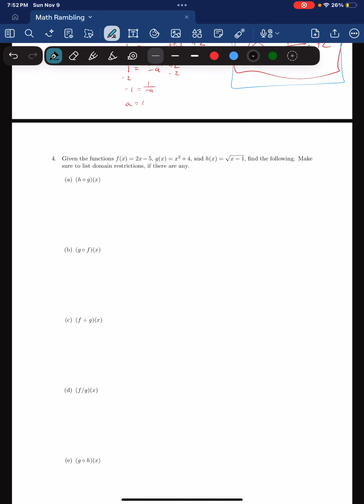Okay. My goodness. h of g of x. Okay, find the following. Make sure to list domain restrictions if there are any. Okay. We can do that.